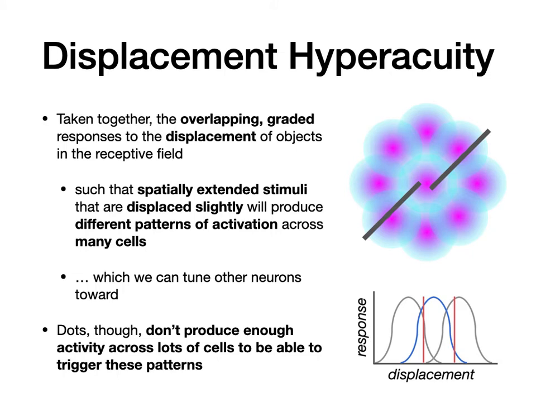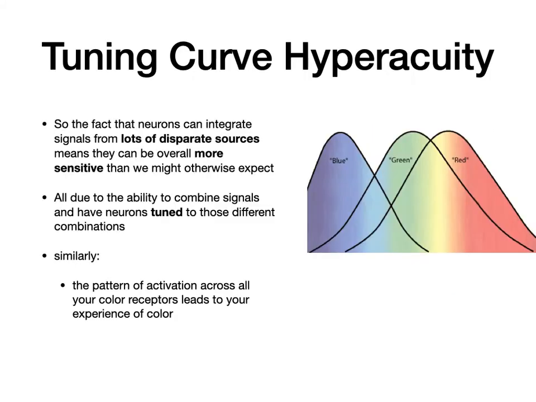That's displacement hyperacuity. Back again, so in general, tuning curve hyperacuity, this is the same kind of idea as vision. I just wanted to lay it out again. So the fact that neurons, in a general sense, can integrate signals from lots of disparate sources means they can be more sensitive than they themselves are, right? Because we can combine, and we can always move up a step and recombine the patterns of several related neurons into a new signal, and then recombine those patterns into a new signal again.